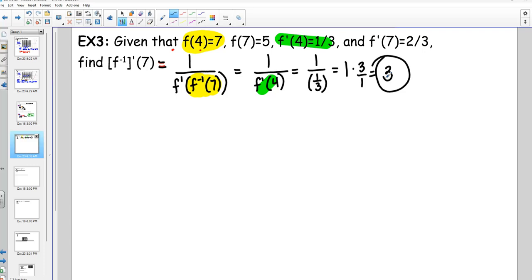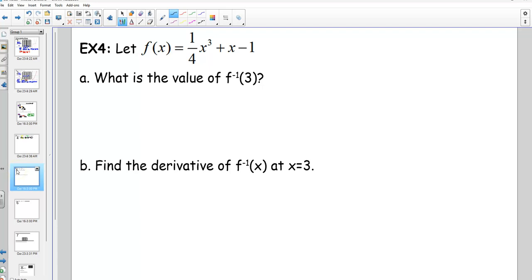Okay. Once you get your head wrapped around the formula, these are pretty easy to do, but you have to know the formula, and you have to be careful in understanding how to find that inverse and everything. So let's look at one where we are going to need to do a little bit of derivative stuff.